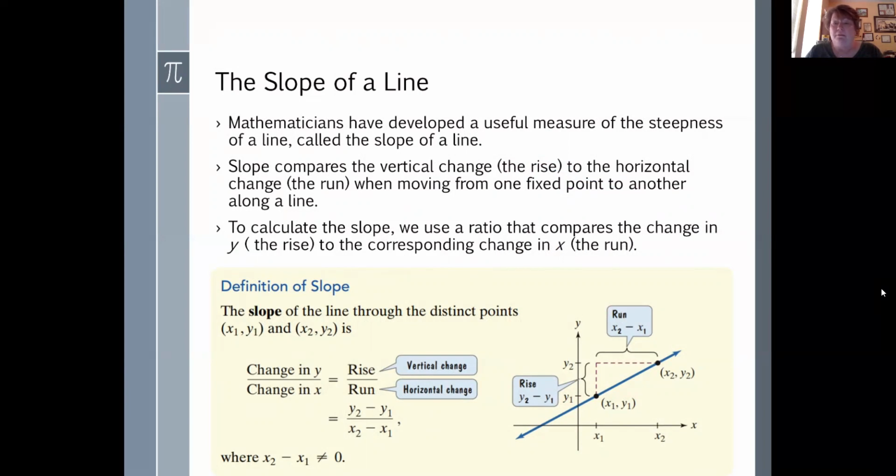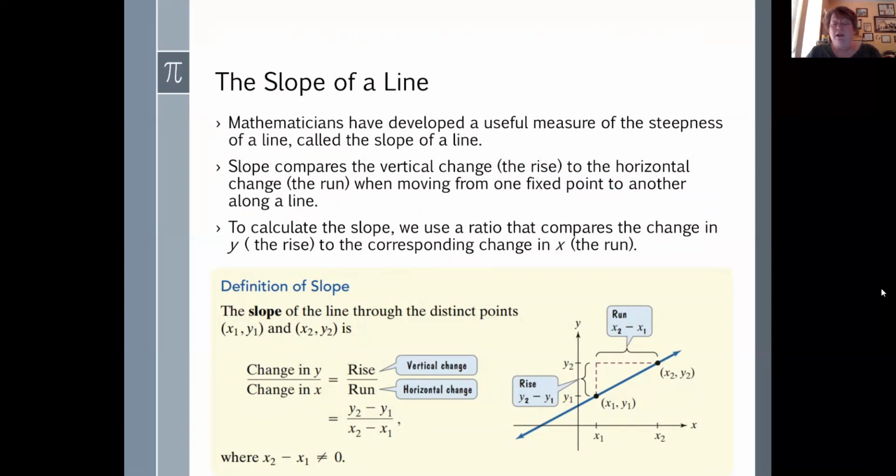in x, the run. So in our graph down here at the bottom of the slide, we have a line that's drawn through 2 points. One point we label x sub 1, y sub 1. That simply tells us that it's the first point we're looking at on the line. So we label it with a subscript 1. The second point on the line is x sub 2, y sub 2. So the subscript 2 means simply that it's a second point on the line, on the graph of this function.